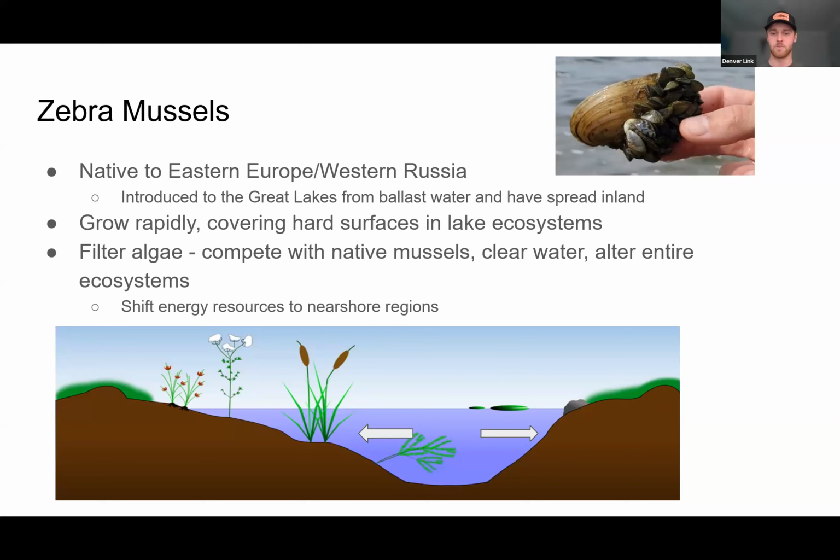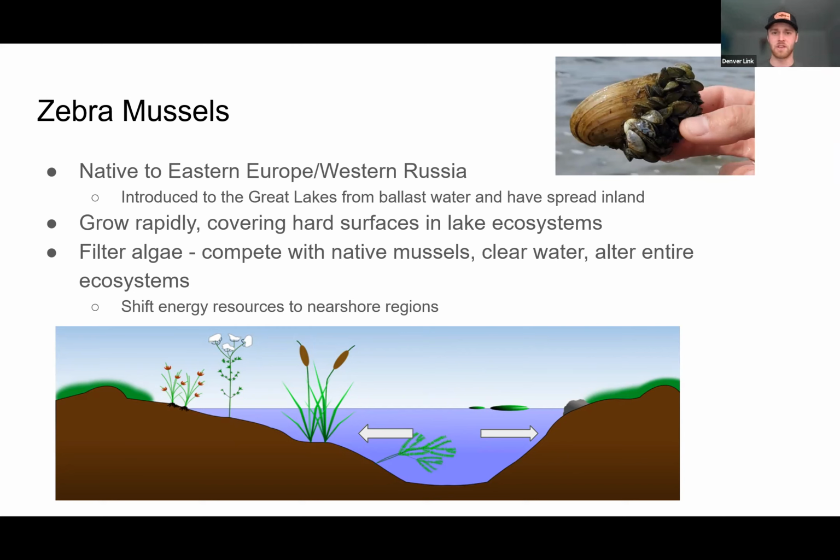They clear the water, so a lot of physical characteristics change, like secchi depth and various other water aspects. They also alter entire ecosystems. A lot of times they shift the energy sources from the offshore or pelagic regions to the nearshore regions, as they're filter feeding a lot of that phytoplankton out of the water column. They deposit those energy sources in the nearshore regions of the lake.